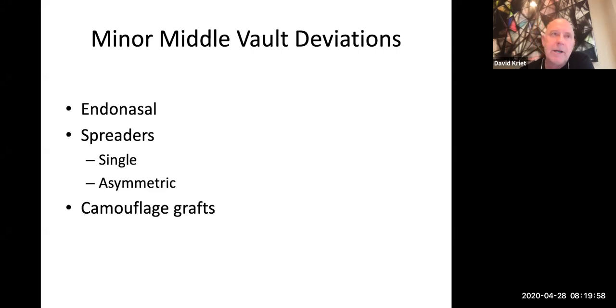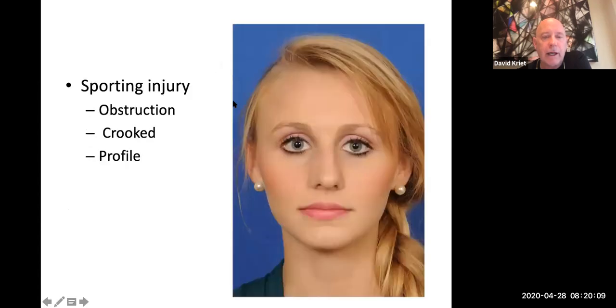And those can either be crushed cartilage, they can be fascia. If you're doing rib graft, you can use the perichondrium off the rib. Any of a number of things are available for that. So this is a patient who had a sporting injury. She has obstruction. She has the deviation of her nose to the left.